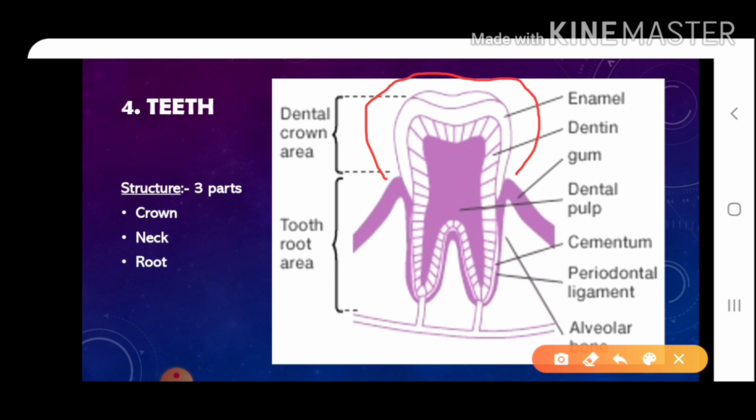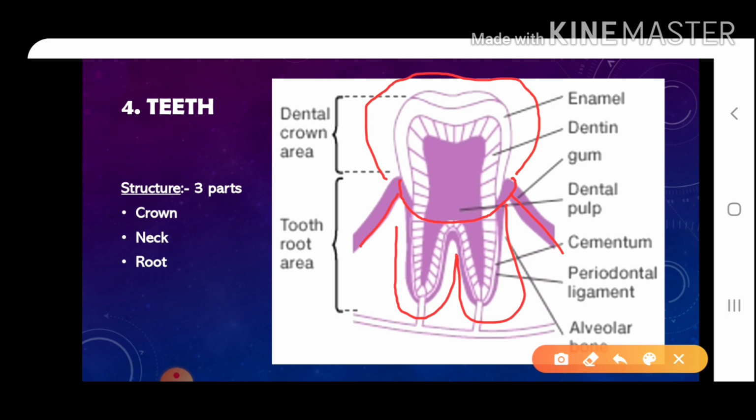Over here we have a cross-sectional diagram of a tooth. If it were an original tooth, you would see that these gums present on the side surround the tooth from all directions. Therefore, the part of the crown where the gum surrounds it is known as neck. And whatever part lies below the neck is referred to as root. One by one we would be discussing in detail all three parts, starting from crown.